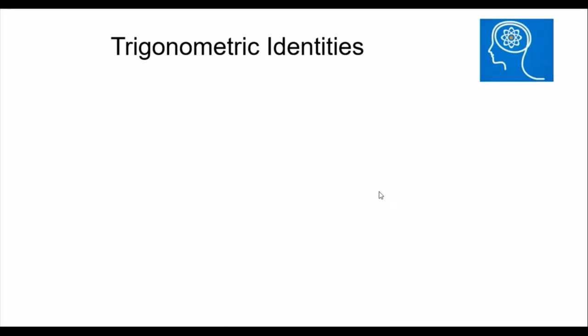What are the identities? Can you tell me? Sin square theta plus cos square theta is equal to 1, and this can be proved using Pythagoras theorem. Can somebody else tell me some other identity? 1 plus tan square theta is equal to sec square theta, or sec square theta minus tan square theta is equal to 1. Okay, you can write it either way.